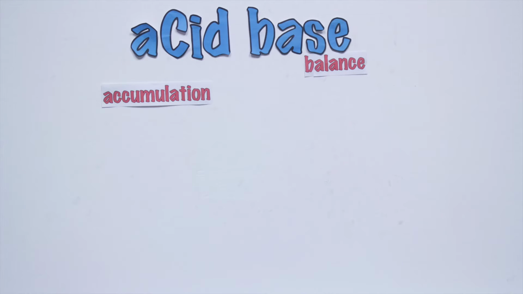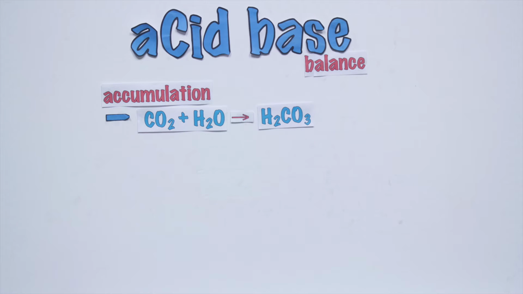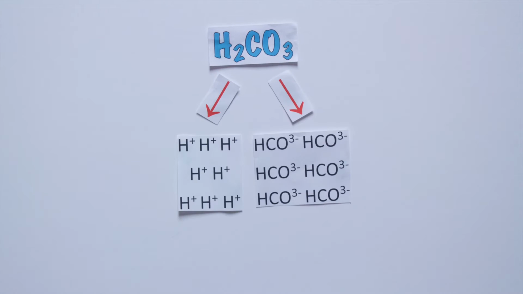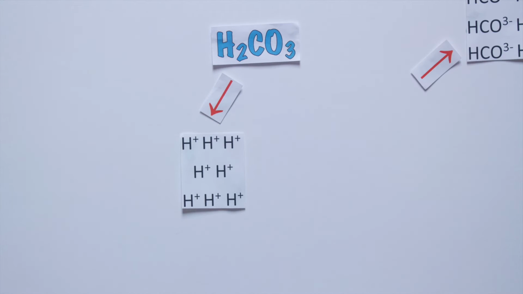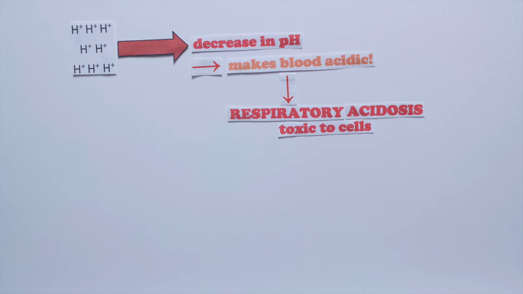Acid-base balance. Accumulation of CO2 in the bloodstream due to impaired lung function causes a respiratory pH imbalance. How? One molecule of CO2 combines with one molecule of water to form carbonic acid, which then breaks down into hydrogen ions and bicarbonate. The body has a way of managing the buildup of bicarbonate molecules, but the accumulation of hydrogen ions causes a decrease in pH, making the blood acidic. This phenomenon is called respiratory acidosis.